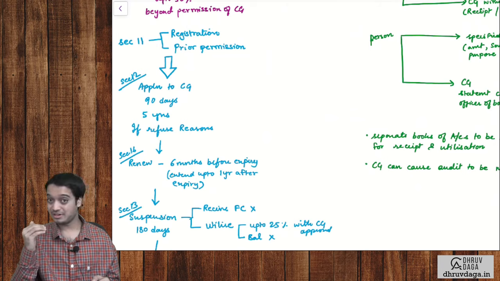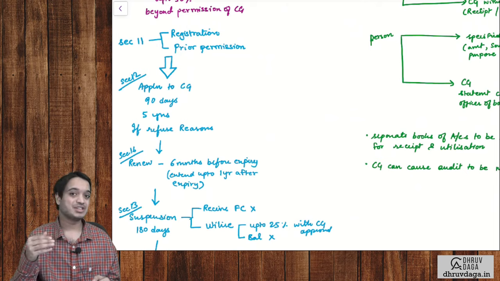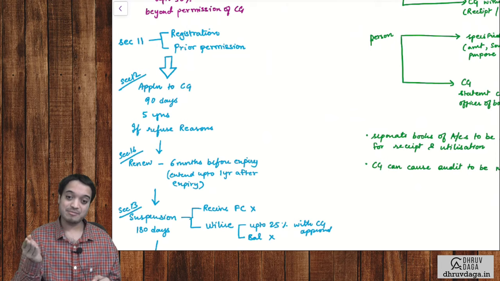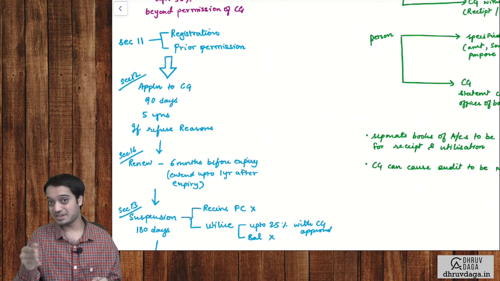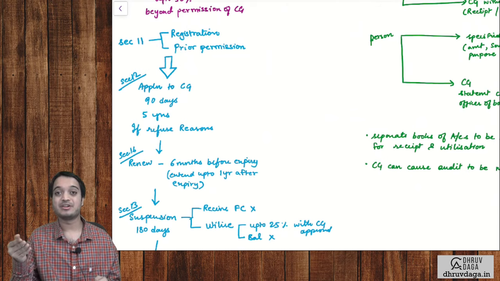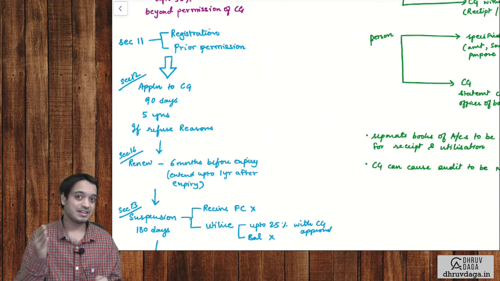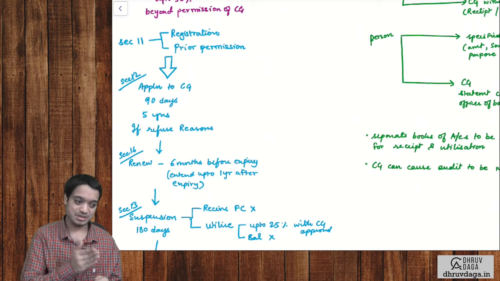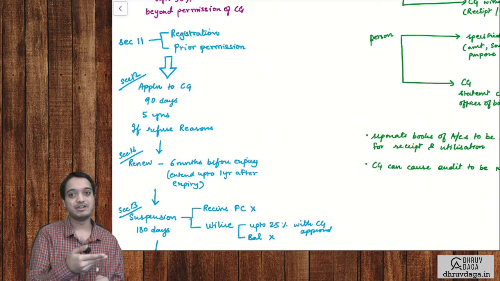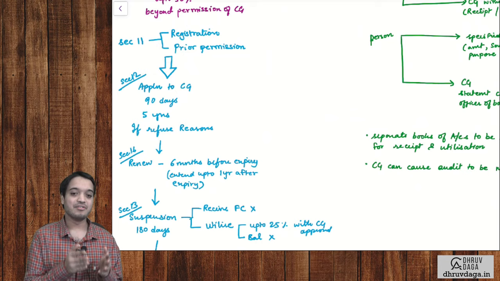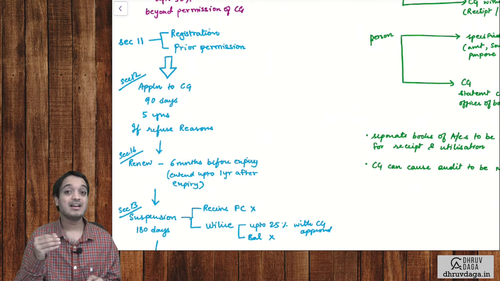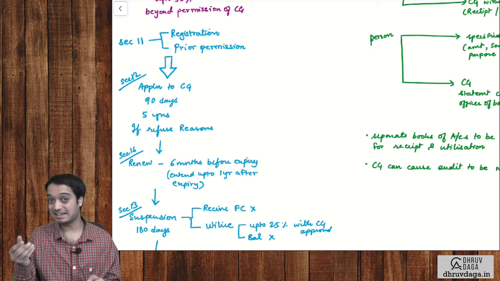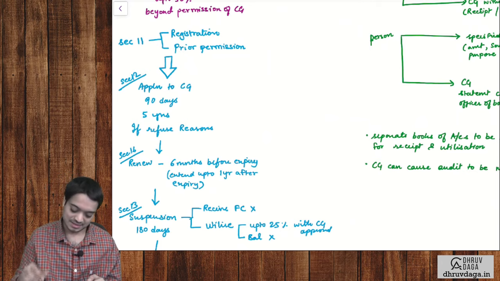To take permission or registration for foreign contribution, you need to make an application to the central government. Central government shall deal with this application within a period of 90 days. The registration, if granted, will remain for a period of 5 years. If registration or prior permission is refused, reasons shall need to be given, unless the government is not required to give such reasons because of exemptions under the Right to Information Act, RTI Act 2005.